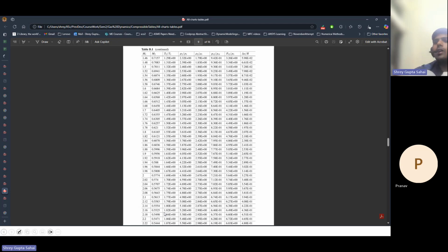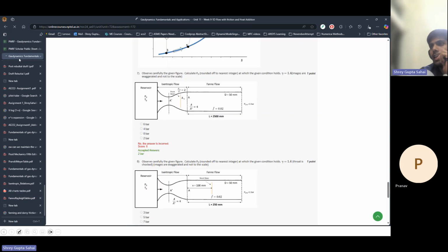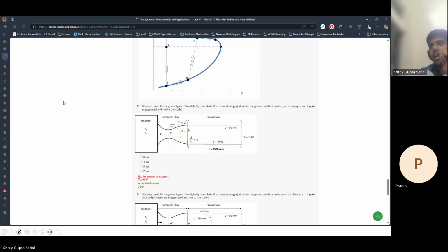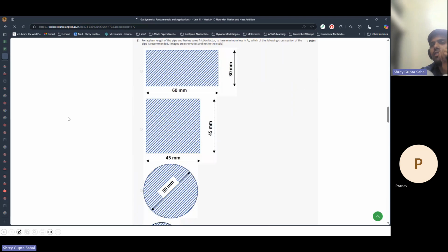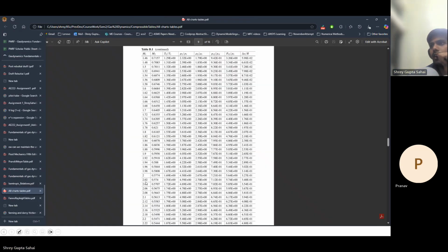Now there is an additional duct, again a Fanno flow. How much is left? 150 mm times 150 mm, right? Yes. Now just go to your table for Fanno flow at Mach 0.55, and what is your 4FL max by D in your table?